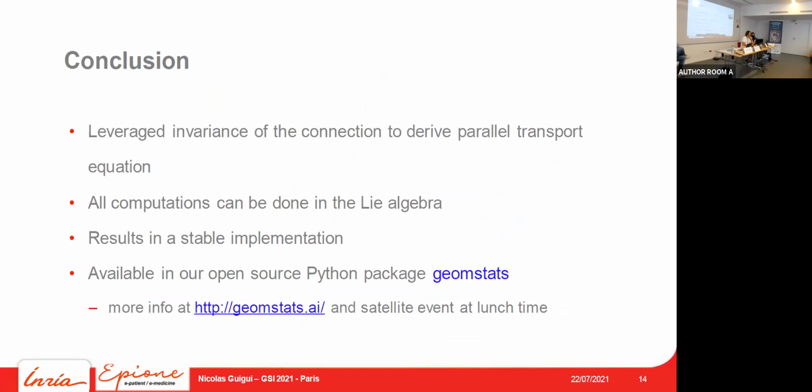So to conclude, in this work, we've leveraged the invariance of the metric and of the connection to formulate the parallel transport equation in a convenient way in the Lie algebra. So all the computations can be done with matrix computations, and this results in a stable implementation of parallel transport that is available in our open source package geomstats. And the implementation is generic, so it's available on different Lie groups and different metrics that can be set by the users.